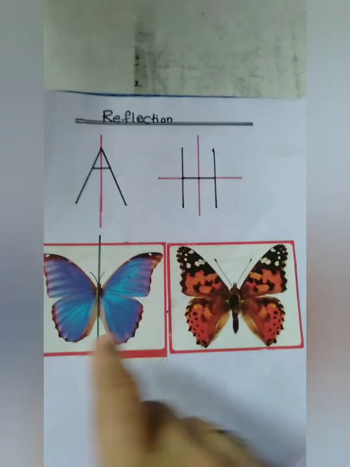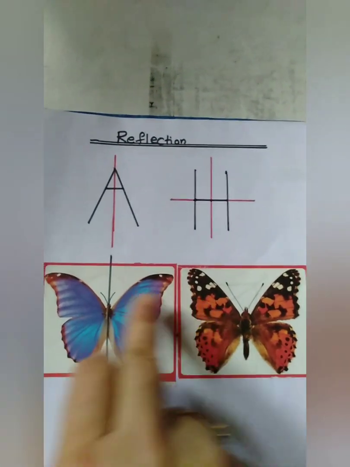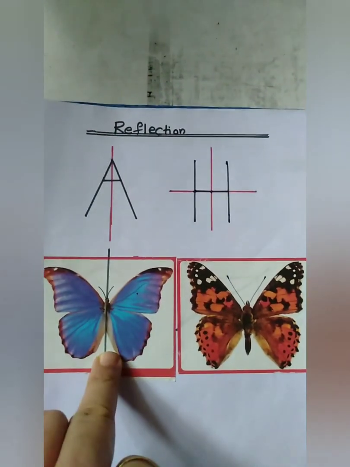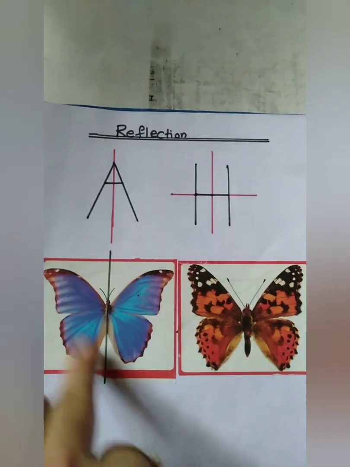Similarly, nature also has some symmetrical things. We have here a butterfly which has 1 line of symmetry.